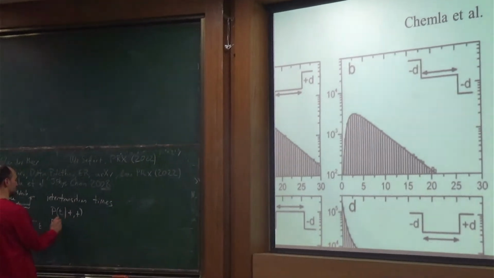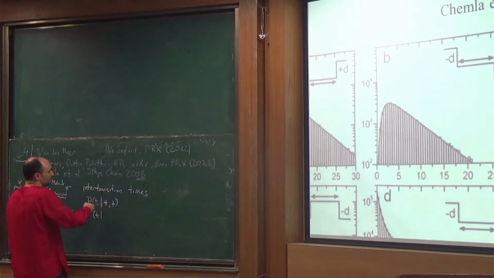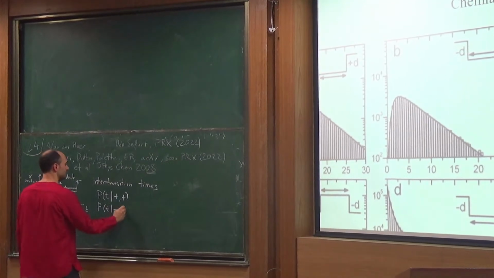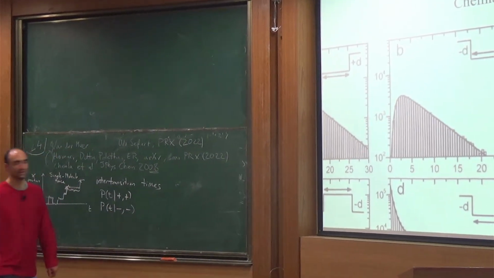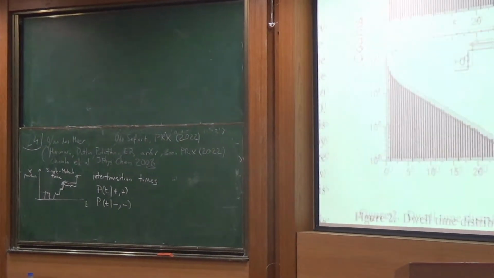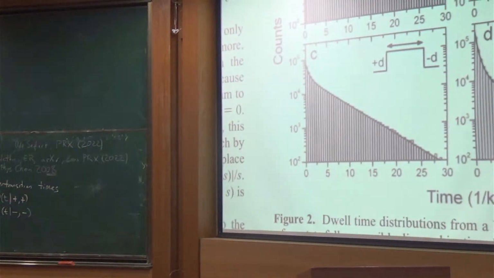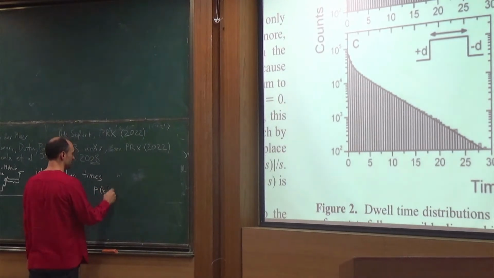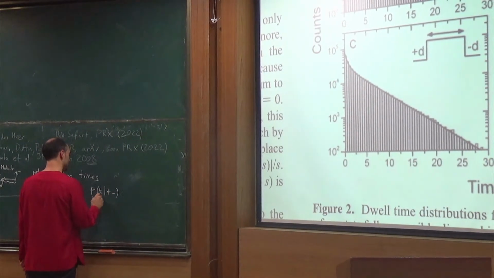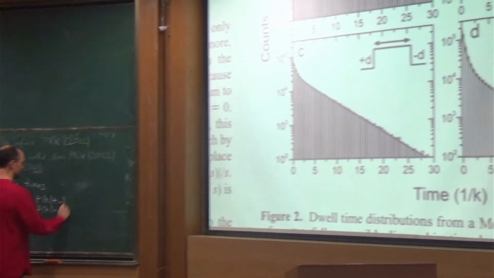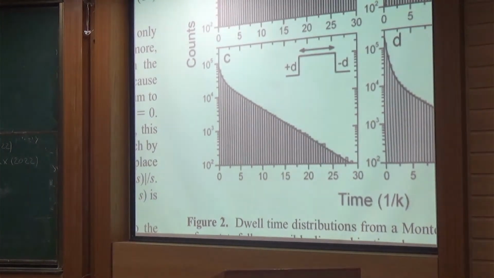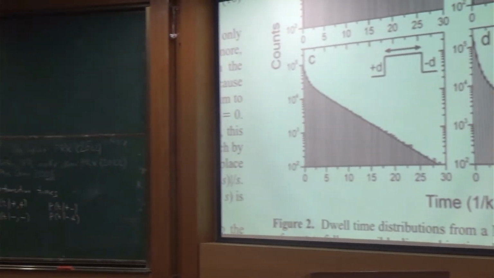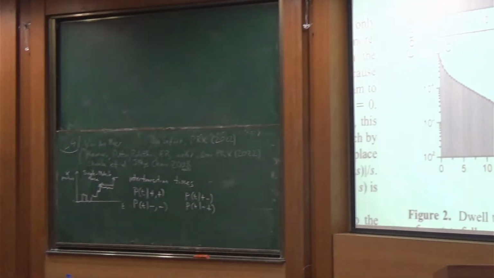P of t, let's say these are normal densities. Minus. And then we have also the conjugate ones: first a backward step, and then a forward step, and vice versa. So there will also be P of t given plus minus, and P of t given minus plus. This will be information of times extracted from a time series of forward and backward jumps.